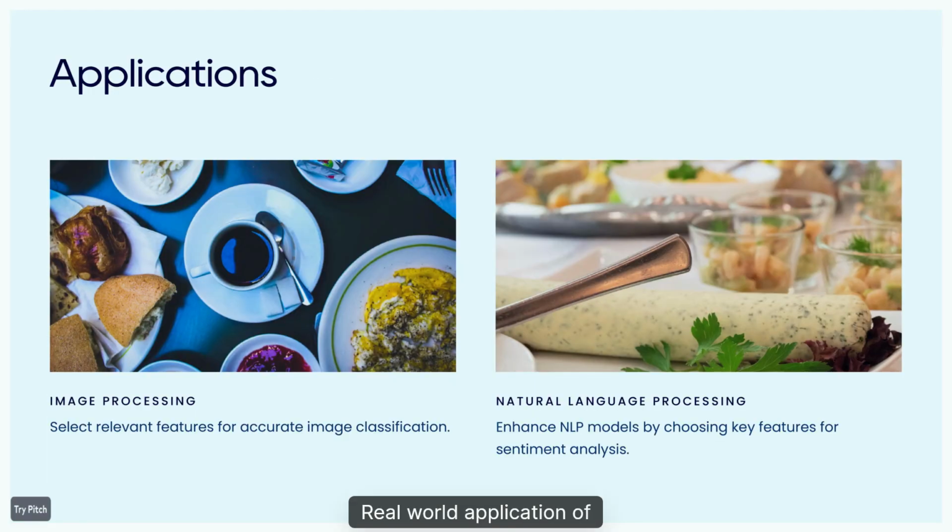Real-world applications of feature selection in machine learning: finance, healthcare, and e-commerce. In finance, we can identify key indicators for market trends. In healthcare, we can select the symptoms most relevant for diagnosis. And in e-commerce, we can optimize product recommendation systems.